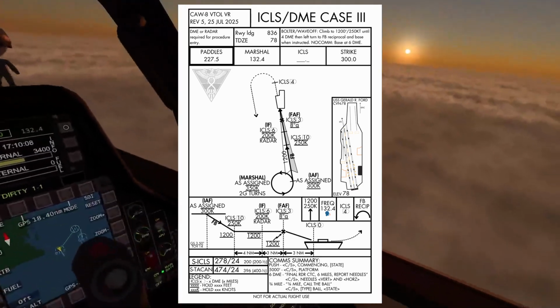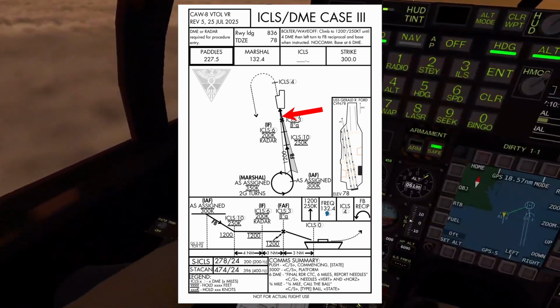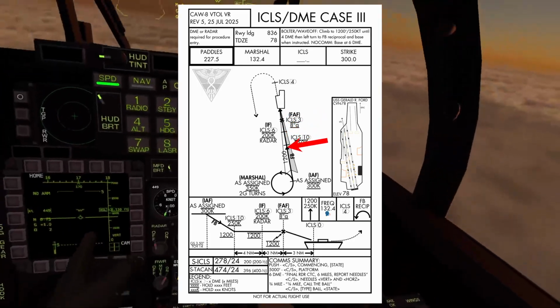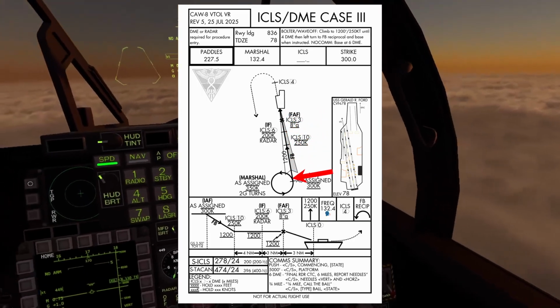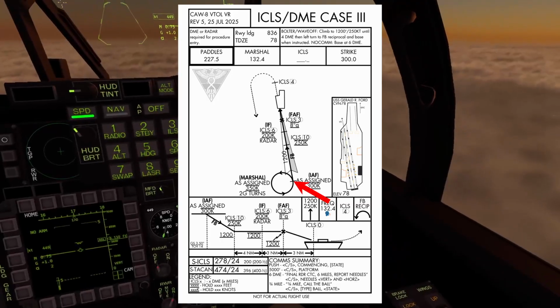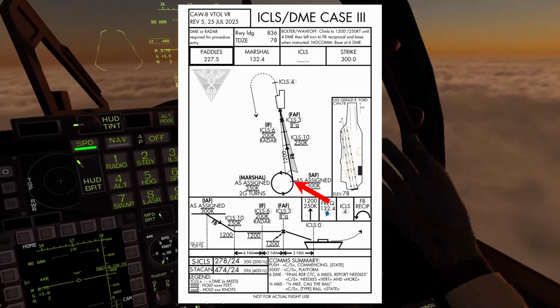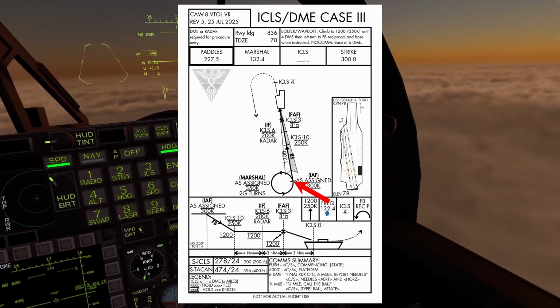Good to go? Great. As you can see, the Marshal stack for Case 3 is referenced off of the final bearing radial. All that means is that the reference point, which is also marked on the plate as the IAF, is aligned with the ILS.